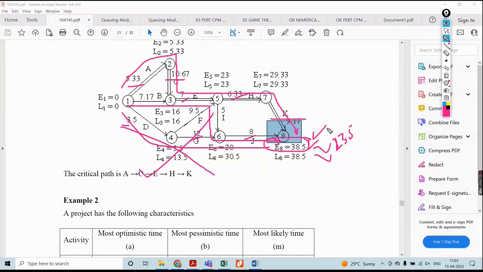Evaluation of this critical path is also important. Practice that.